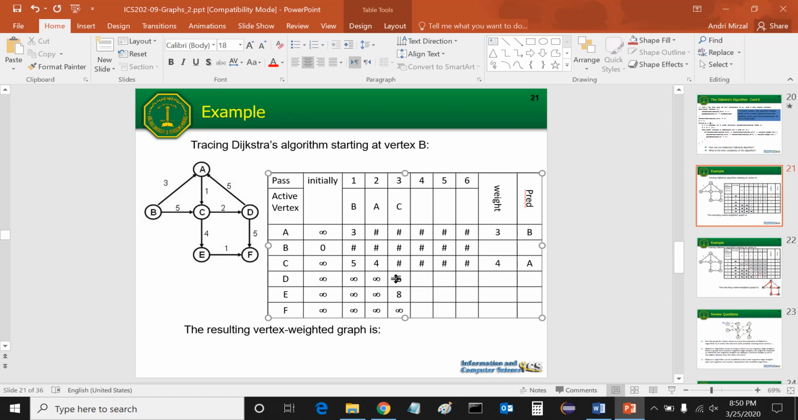Okay. Now we do similarly to determine the next active vertex. We find the minimum number in this column. That will be 6. That's why the next active vertex will be D. Okay. So we write D here. Because now D has been decided to be the next active vertex, we do not need to consider the D row anymore. So we can just copy this.